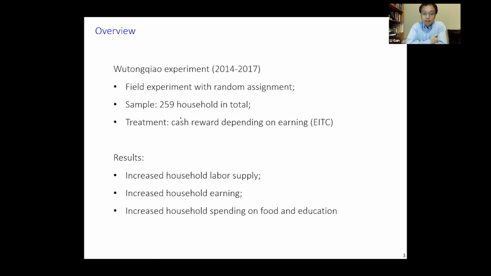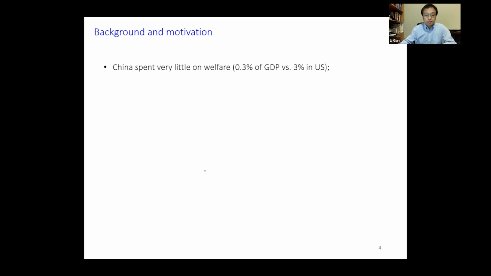It's a random assignment. There are 259 households in the sample. The treatment is very similar to the earned income tax credit like those in the United States. And the result is pretty promising. It has increased household labor supply and obviously household earnings and also spending on food and education.